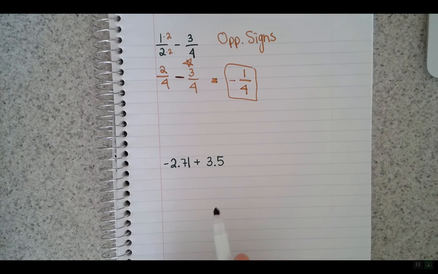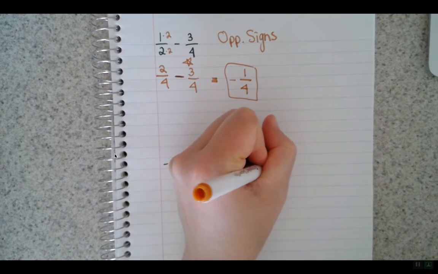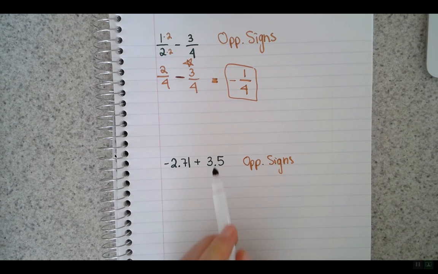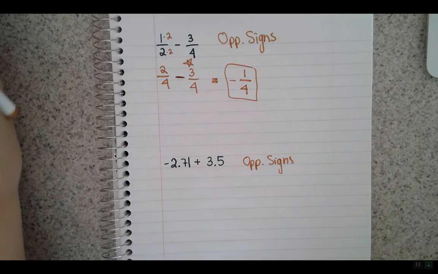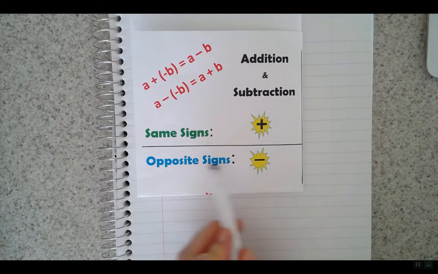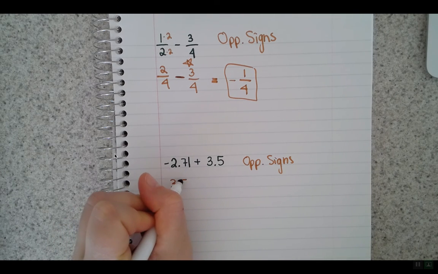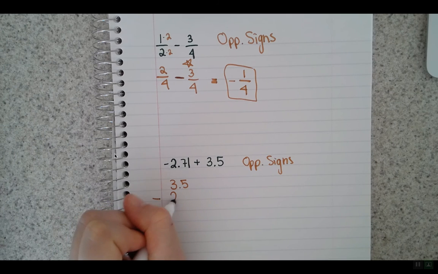Let's try the decimals problem. -2.71 plus 3.5. Is this an opposite signs problem or a same signs problem? Opposites. Because the 2.71 is negative and the 3.5 is positive. Going back to our rules, opposite signs subtract. So I need to subtract the larger number minus the smaller number.